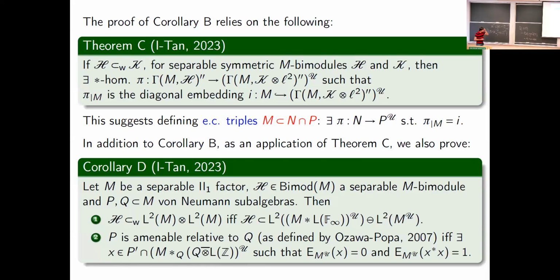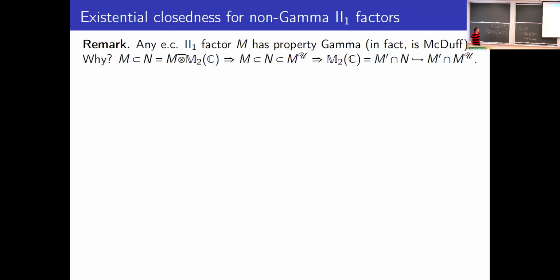All right, so let's see. I've got my last slides. These are all about bimodules and existentially closed II1 factors. I'll have one more slide on existential closedness for non-gamma II1 factors. I remarked early in the lecture that any existentially closed II1 factor is McDuff, so in particular it has property gamma. Let me give you a very quick proof of that.